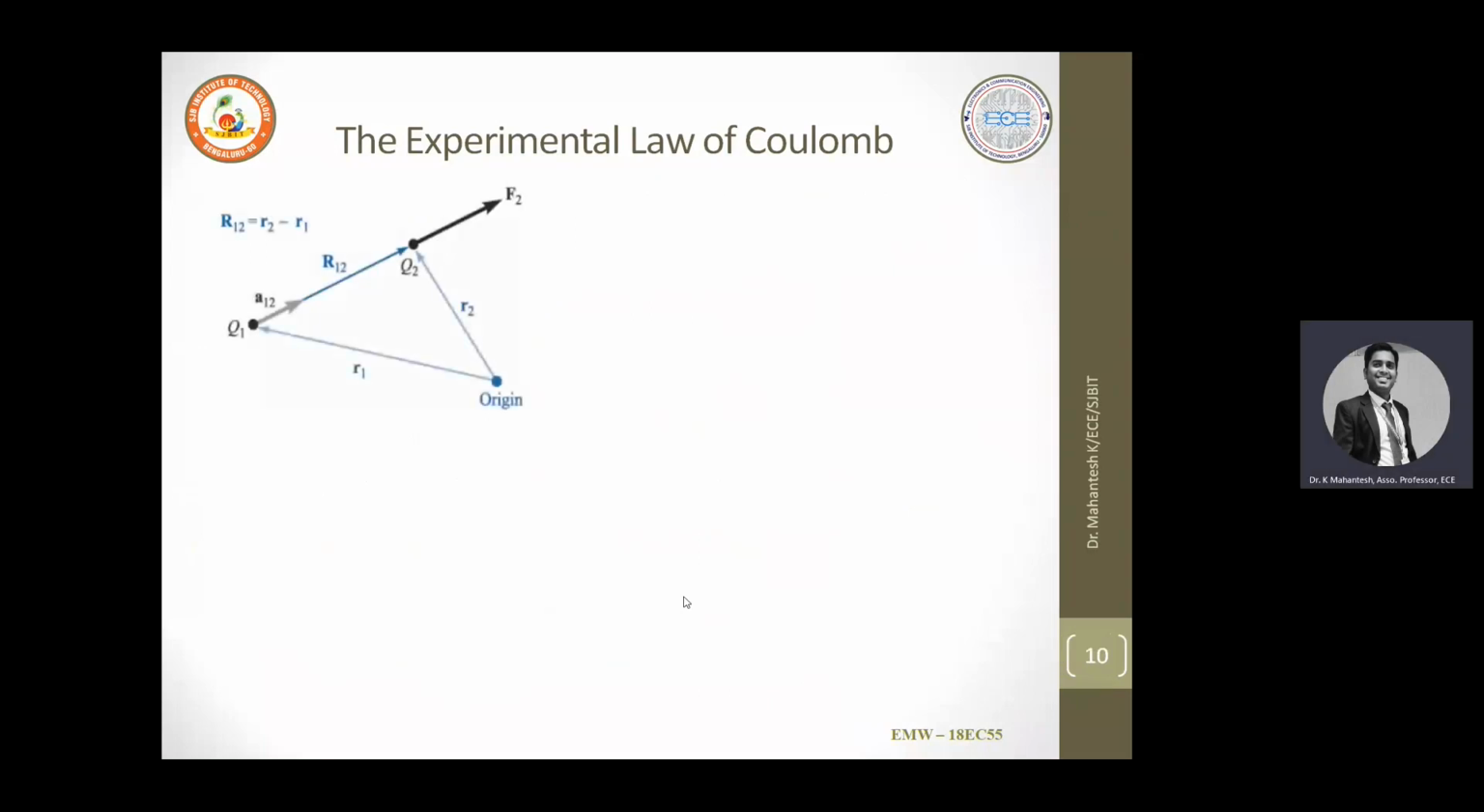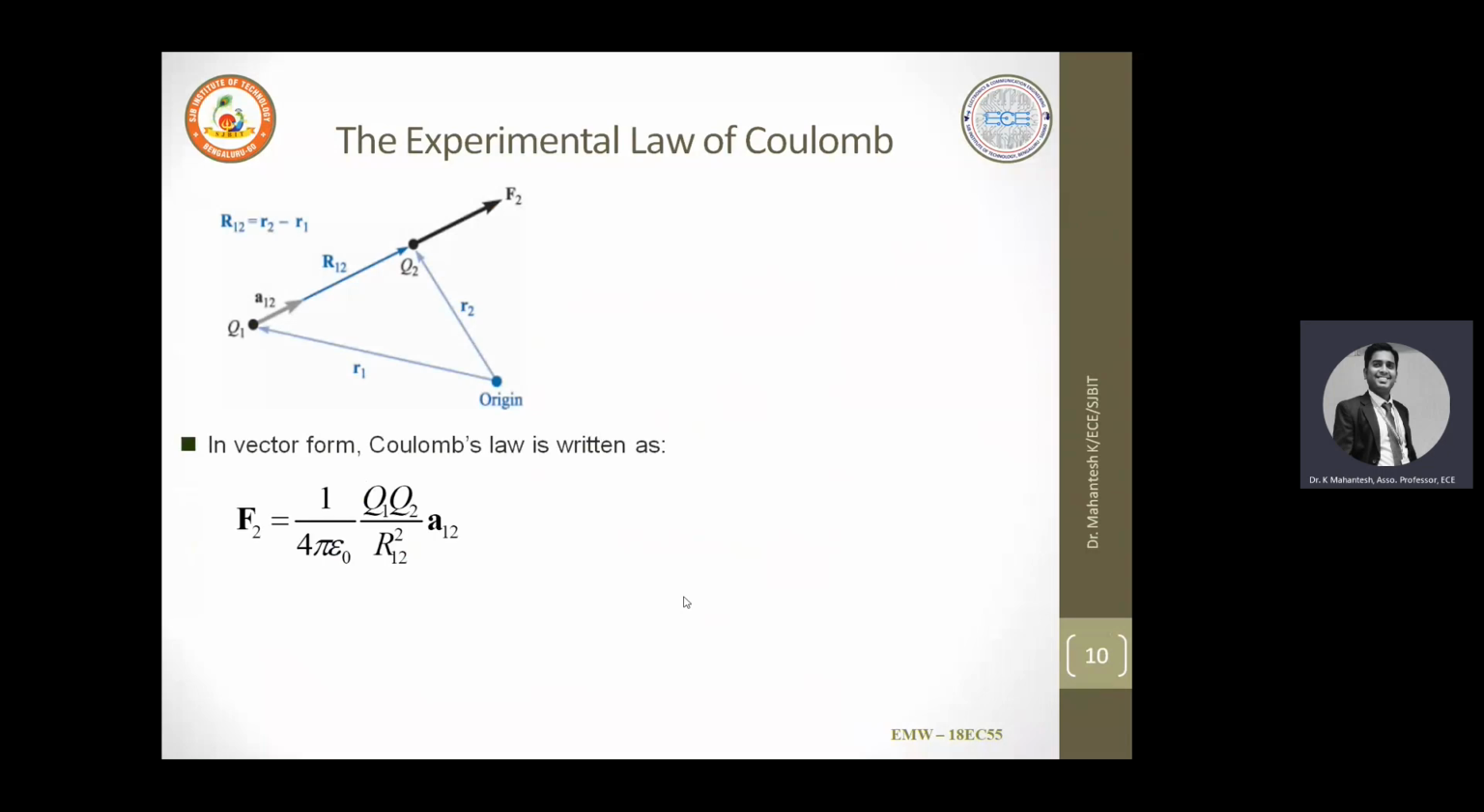The experimental law of Coulomb. So here we are going to represent Coulomb's law in terms of a vector. Suppose Q1 and Q2 are two charges separated by the distance R12. Q1 is represented by its position vector r1, and Q2 by its position vector r2. Then the vector R12, in the direction from Q1 to Q2, is given as r2 minus r1.